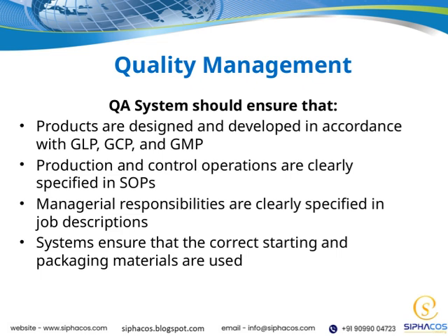It's also important that managerial responsibilities are explicitly outlined in job descriptions. This clarity ensures accountability and that everyone understands their roles in maintaining quality. Finally, our systems must ensure that the correct starting materials and packaging materials are used. This is vital because using the right materials impacts the final product's quality and safety. All these points tie back to the core of quality management, making sure everything is done correctly, consistently, and in compliance with regulatory standards to deliver safe, effective products.